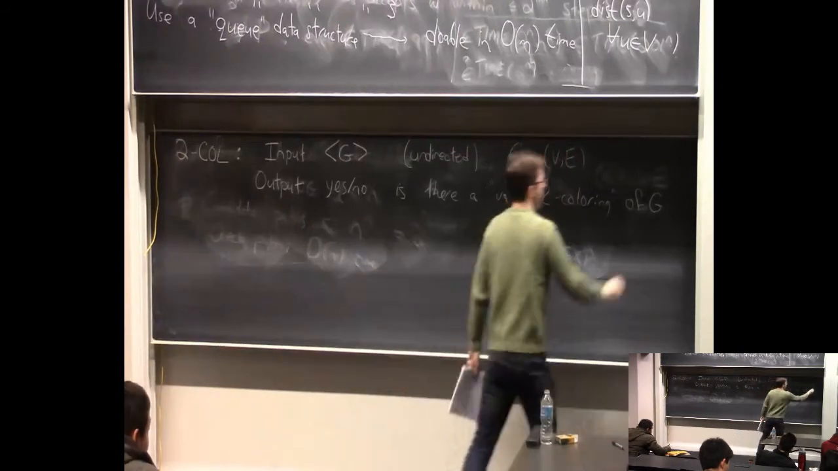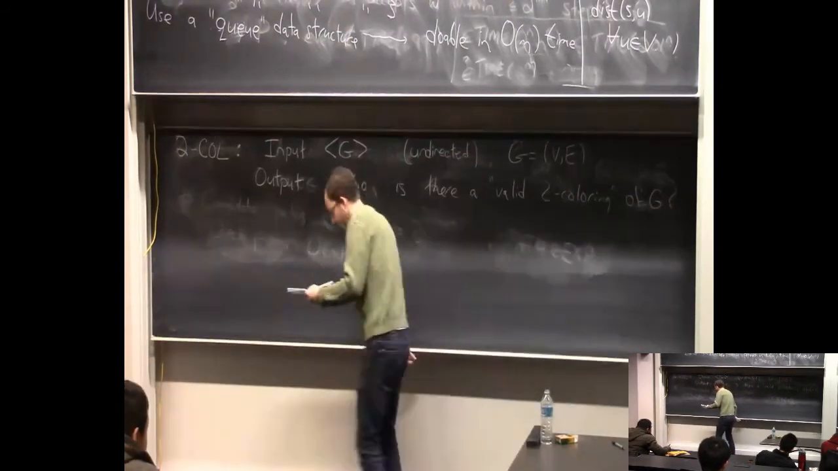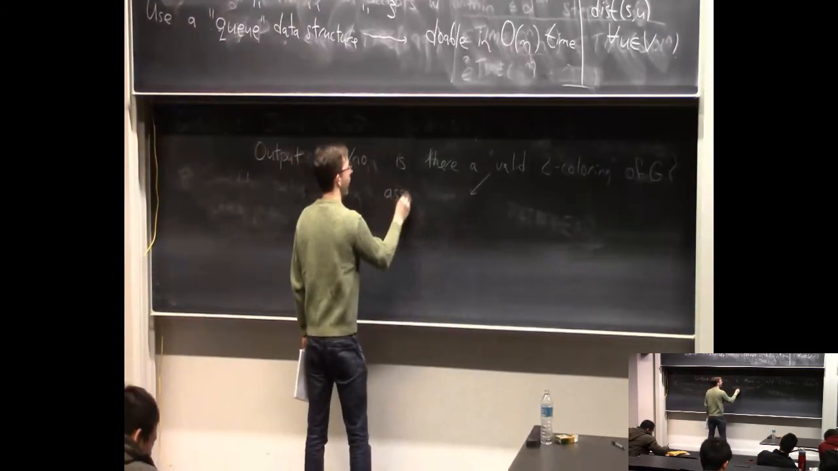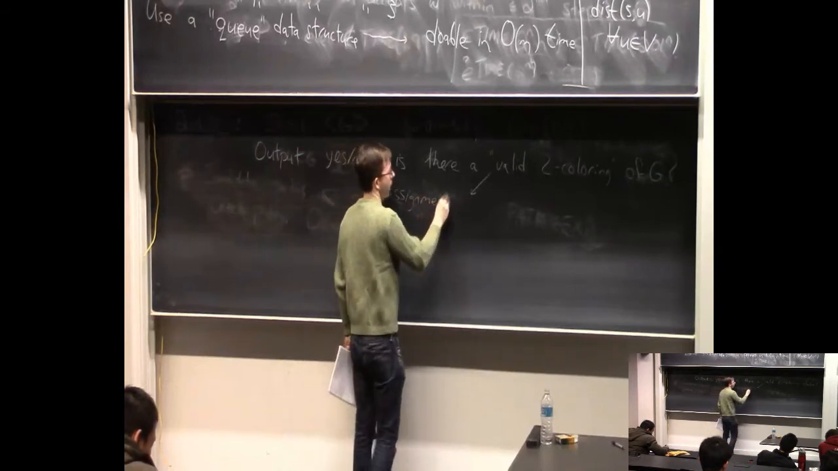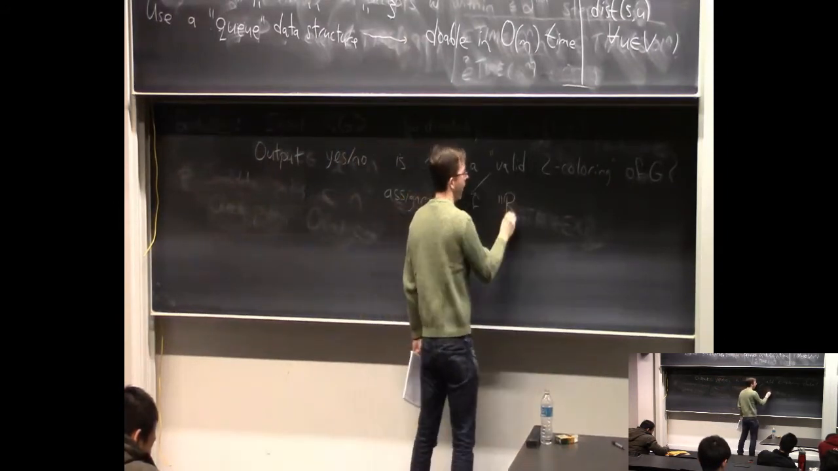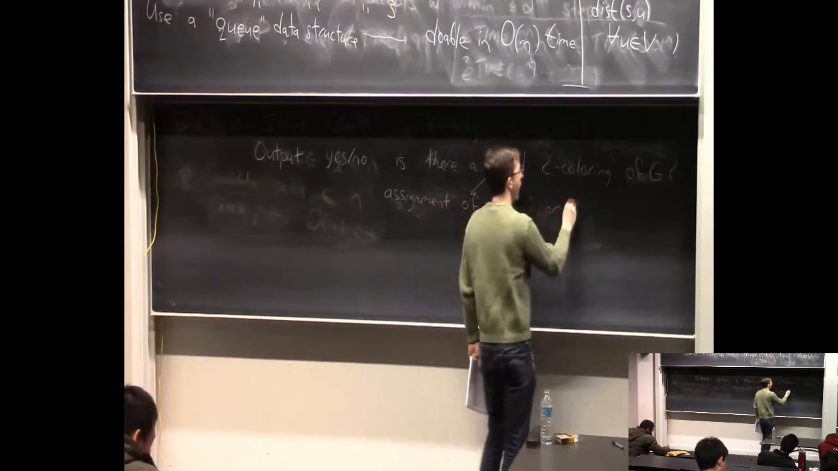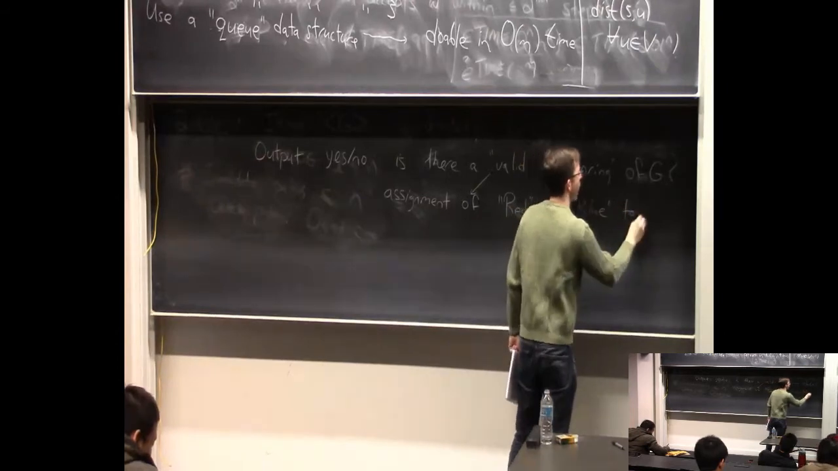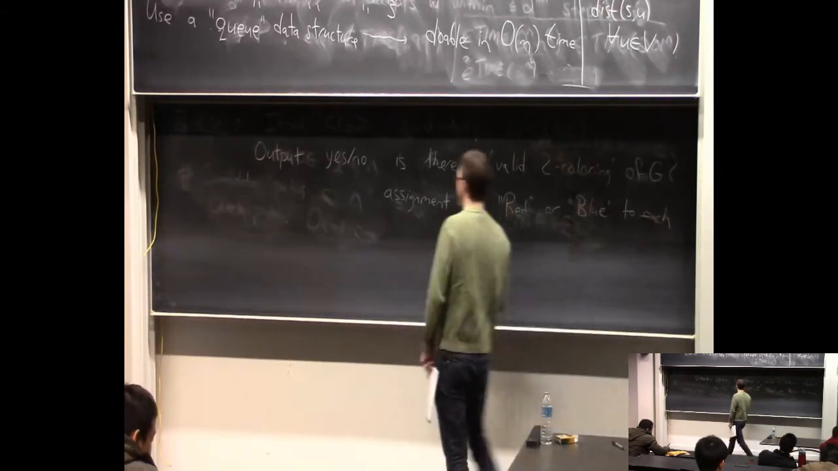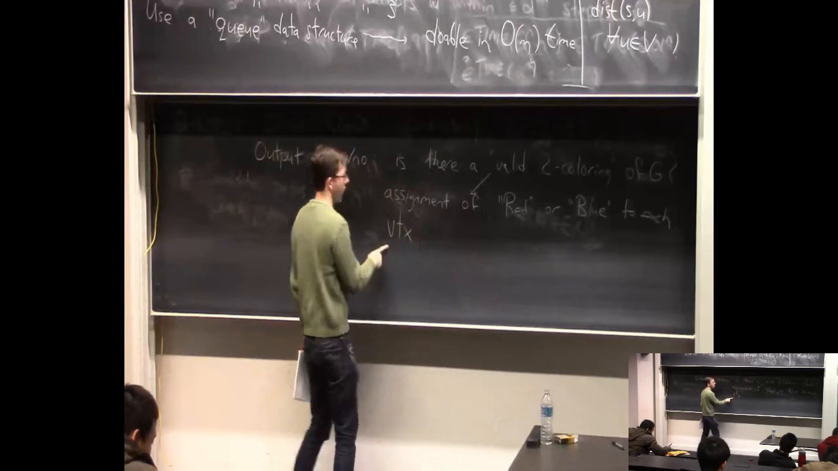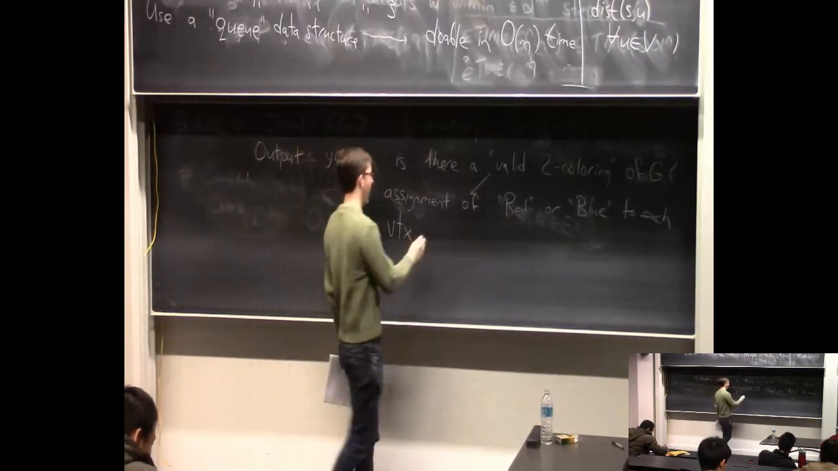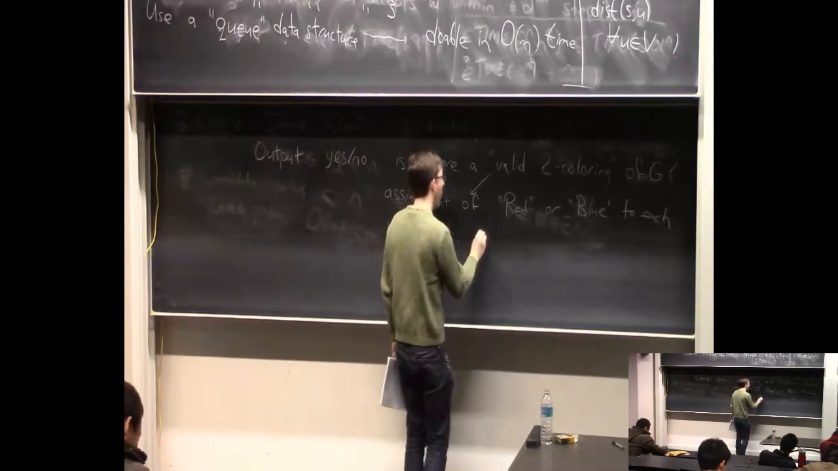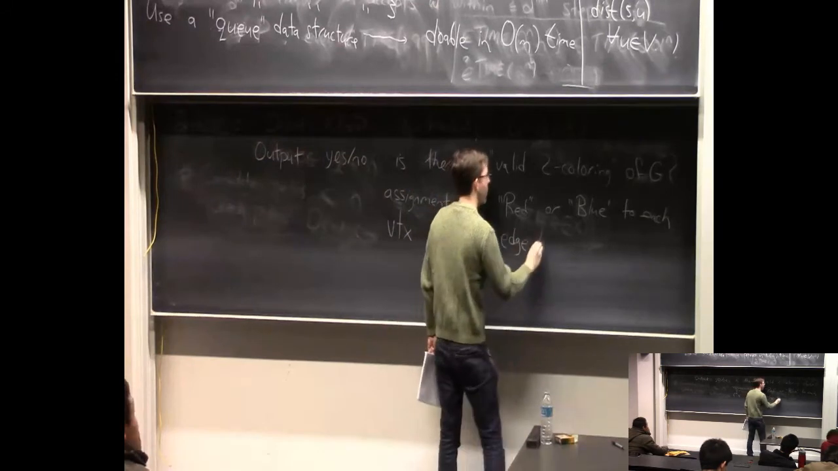OK, well, what's a valid two-coloring? That's like a graph theory term. What is it? It's an assignment of either red or green. Now, let me make it blue so it doesn't start with G. Blue to each vertex. This is vertex for me, VTX vertex, such that no edge has both vertices the same color.